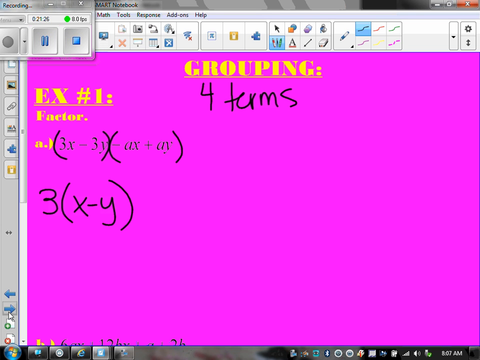Let's see what happens. If I take out a negative A, then what's left over in this first piece? X. If I take out a negative A, then that changes this sign to negative, and what's left over? Y. You could always double check by doing a quick distribute. What's negative A times X? Negative AX. That's good. What's negative times negative? Positive. Isn't that what I want?